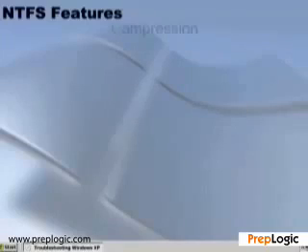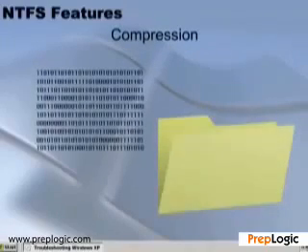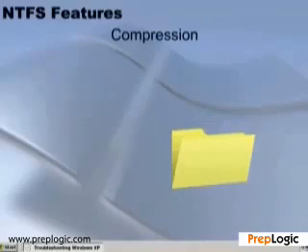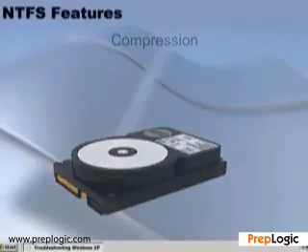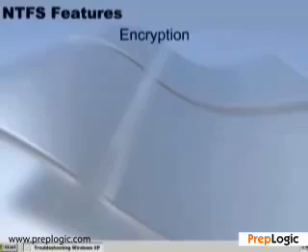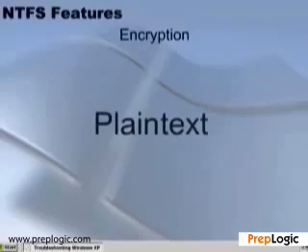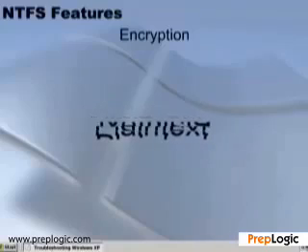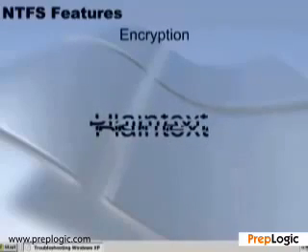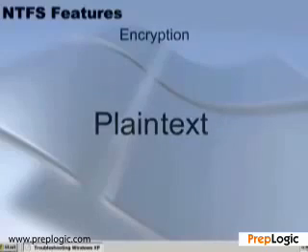We also have a feature called compression. Compression allows us to take a data file and cause it to take up less space on the hard drive using techniques that store the data in a smaller footprint in the drive space. We can also use encryption. Encryption allows us to take data in a readable format and convert it to a non-readable format in such a way that we can convert it back to the readable format later on.